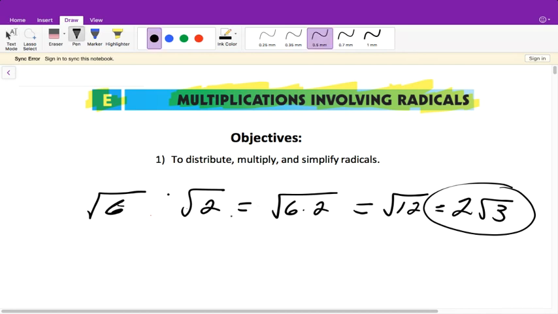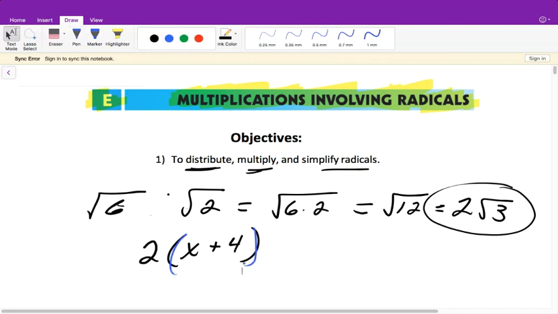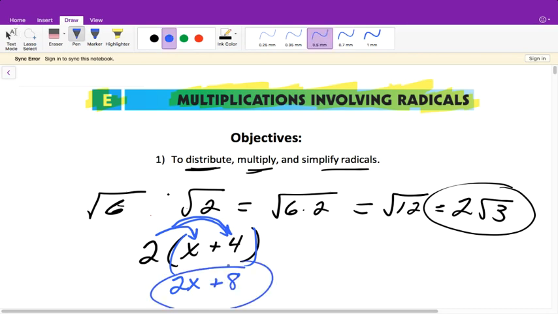Now what we're going to do is we're going to have to distribute a radical in. So we're going to have to distribute, multiply, and then simplify radicals. So we already learned how to distribute. If I gave you 2 times x plus 4, we already did this earlier in the year. We know that when we have this written next to the parentheses, it means it needs to multiply, and we know it means to multiply everything. So this becomes 2 times x, or 2x, times 2 plus 4, or 2 times a positive 4, so it becomes plus 8. So we've already learned how to distribute, and I know you already know how to distribute.